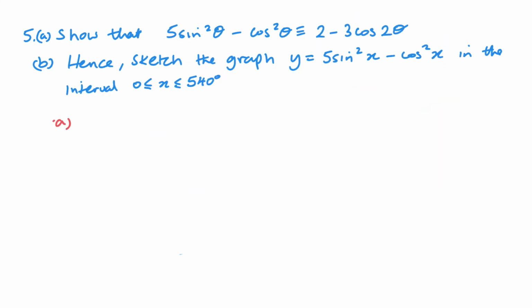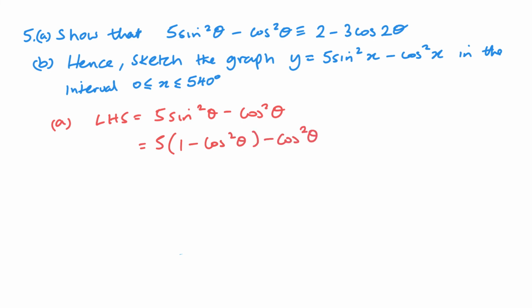So with this one, part A, we want to start off with this left hand side, if we want to do the show that. And we want to get rid of that sine squared initially to get it in terms of cos, and then we'll be able to turn it into a cos 2 theta. So I know that sine squared can be replaced by 1 minus cos squared theta. And then this gives me 5 minus 5 cos squared theta minus cos squared theta. So 5 minus 6 cos squared theta.